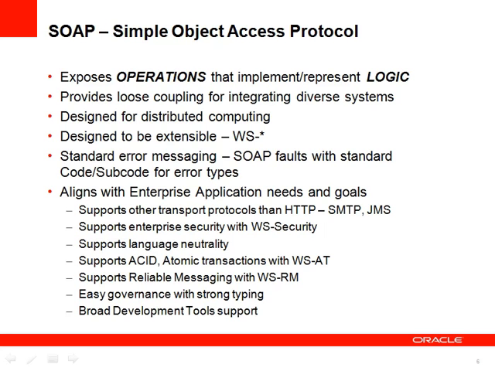And you will find many WS-Star standards that extend the SOAP specification. SOAP also offers standard error messaging using SOAP faults with standard code and subcode for error types. And SOAP aligns very nicely with enterprise application needs and goals. It supports transports other than HTTP, which includes SMTP and JMS, to name a few. And it supports enterprise security with WS-Security. It's also language neutral, platform neutral, and transport neutral.